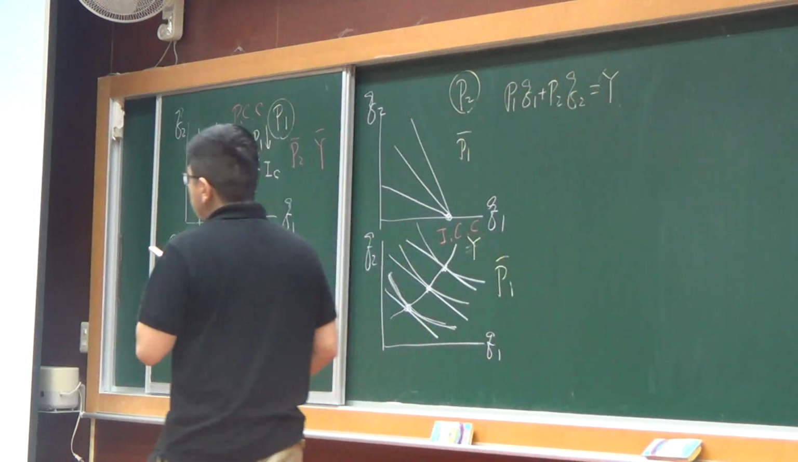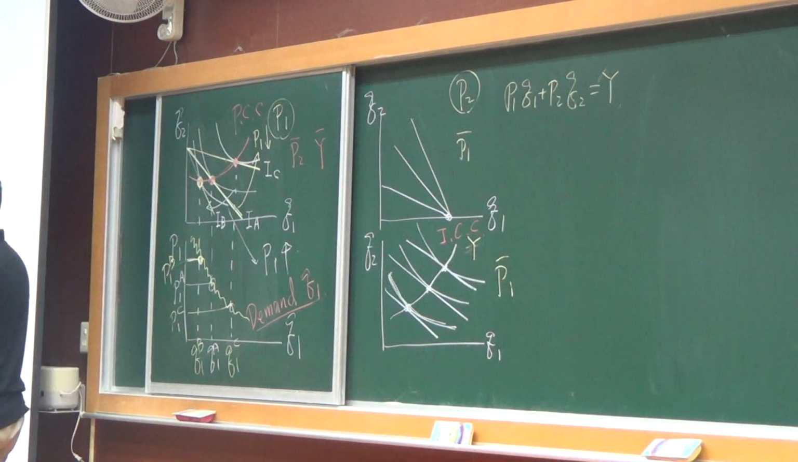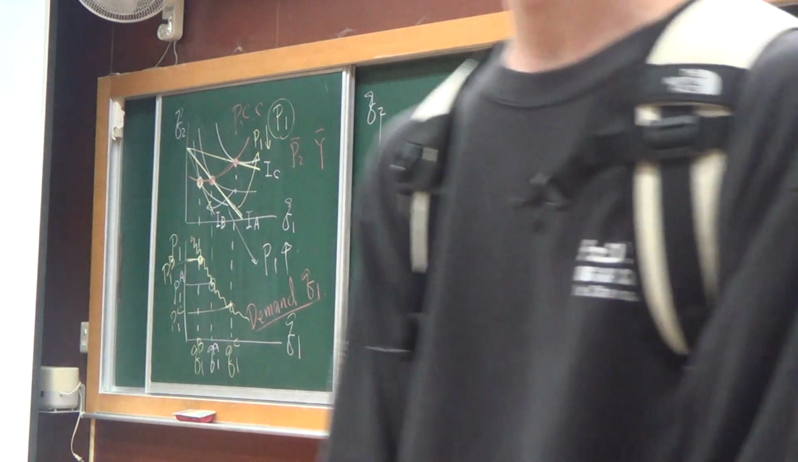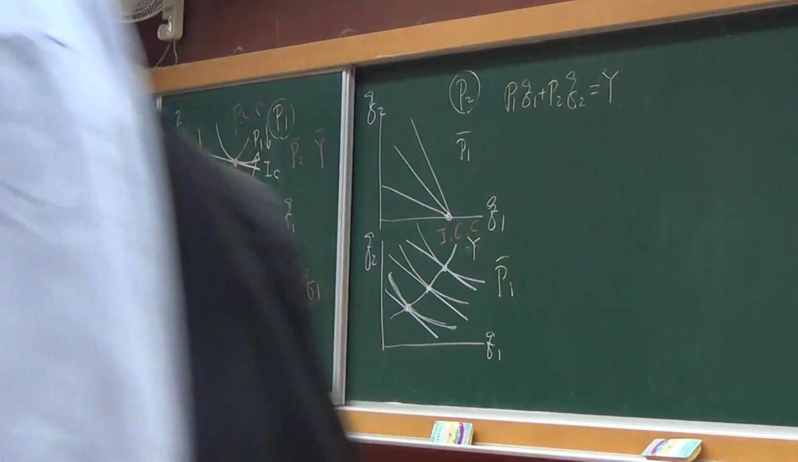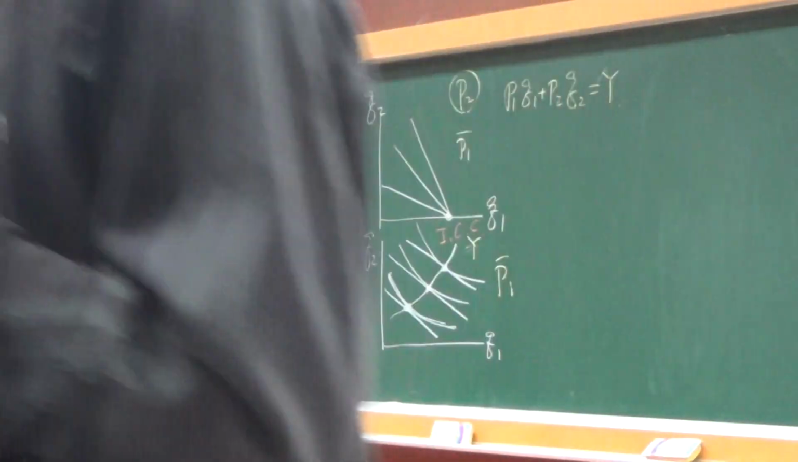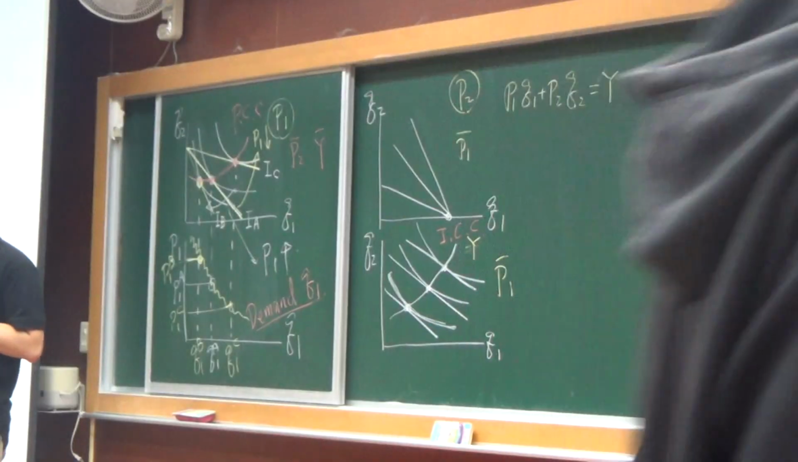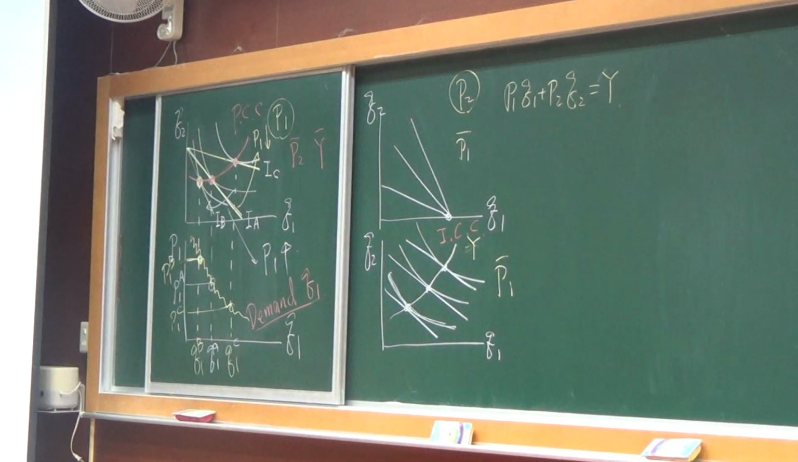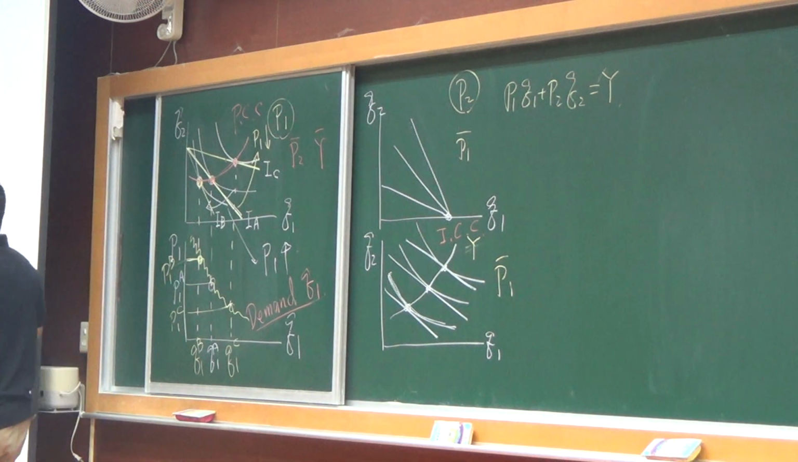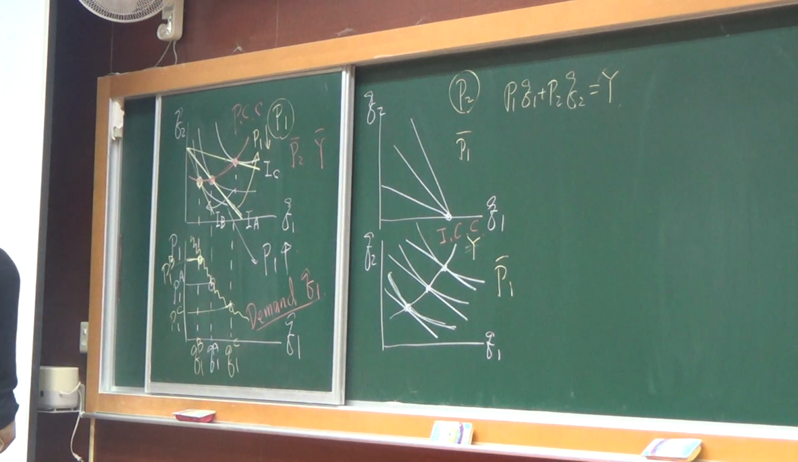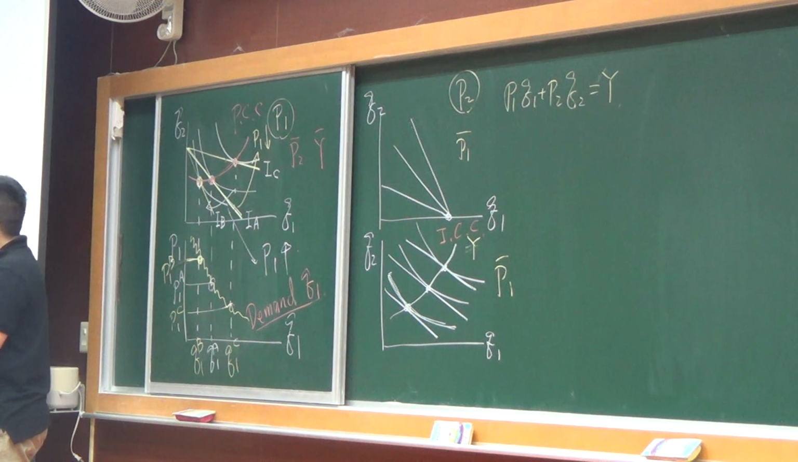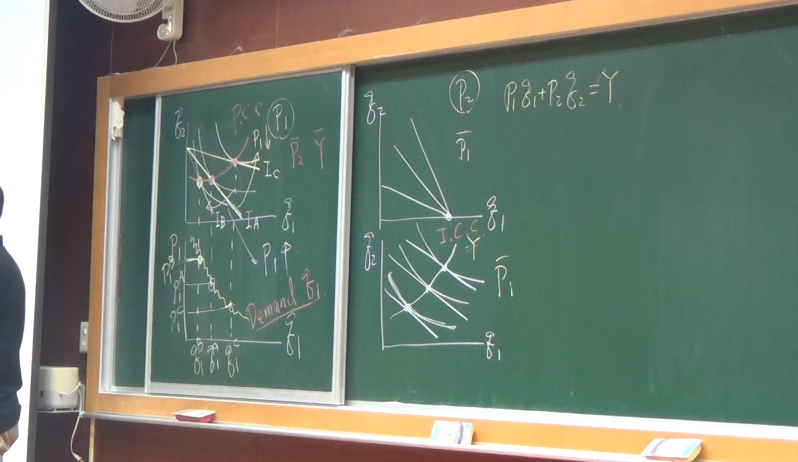So in chapter 4, let's have a look at the outline. In this chapter, we're going to talk about how to derive a demand curve and the effects of an increase in income, effects of a price increase, and the cost of living adjustment.